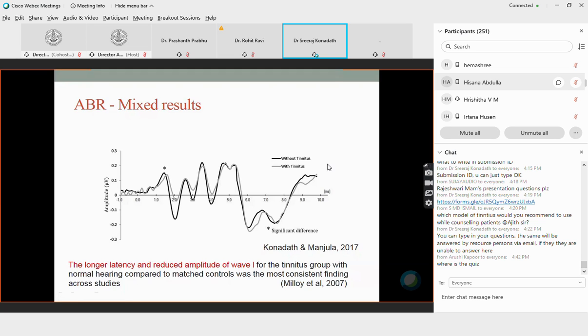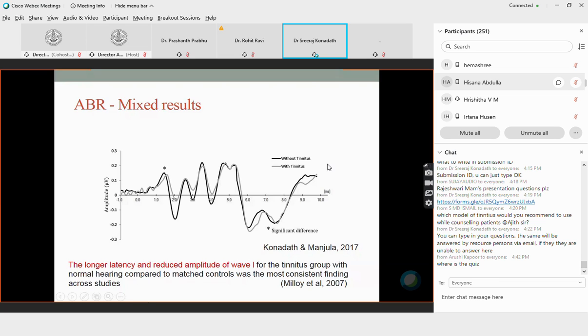Dr. Ajit also told, where is the pathophysiology? Generally, it is towards the lower part of the auditory system, I mean to say the auditory nerve and onwards. So if there is a problem there, you generally tend to get a first wave that can be delayed or with reduced amplitude.